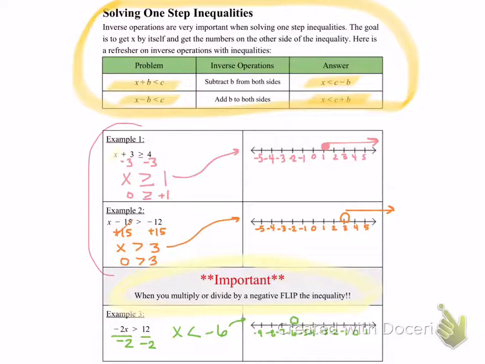Well, let's plug in 0. We've got 0 is less than negative 6. That is false. So we do not want to include 0 in this number line. We want to go away from 0. We want to include the numbers that are smaller than -6. Okay, so there's our inequality.